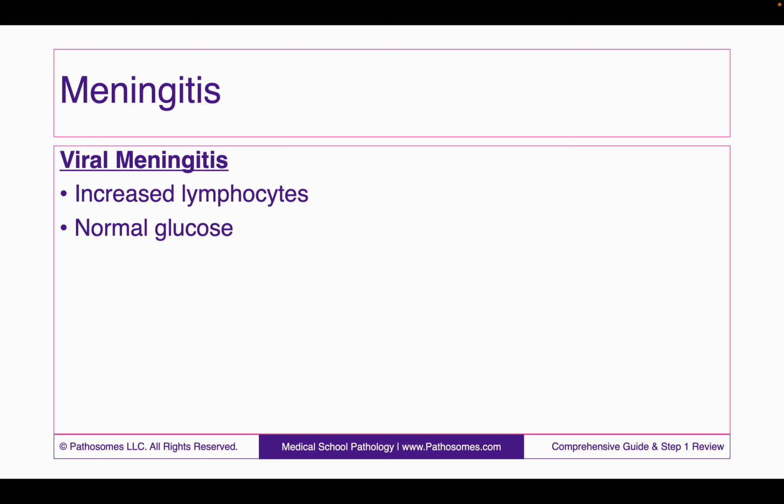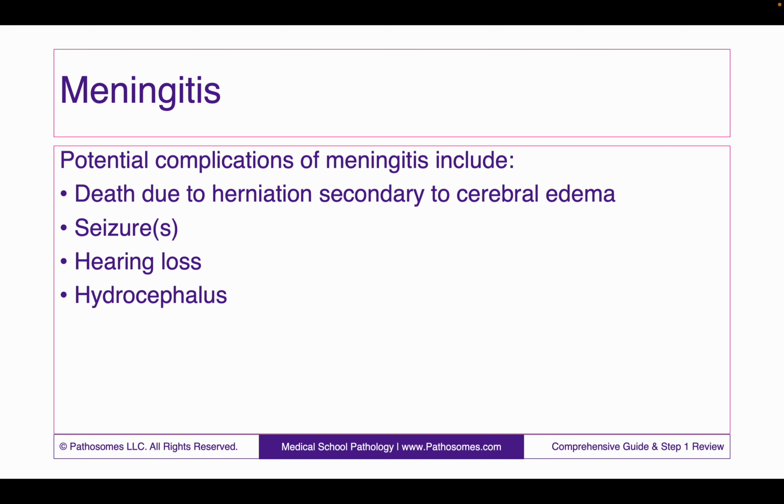And what about viral meningitis? Well, we see increased lymphocytes and the glucose levels will be normal. In fungal meningitis, we see increased lymphocytes and increased glucose. Now, some potential complications of meningitis include death due to herniation, secondary to cerebral edema. You can have seizures, hearing loss, and even hydrocephalus.